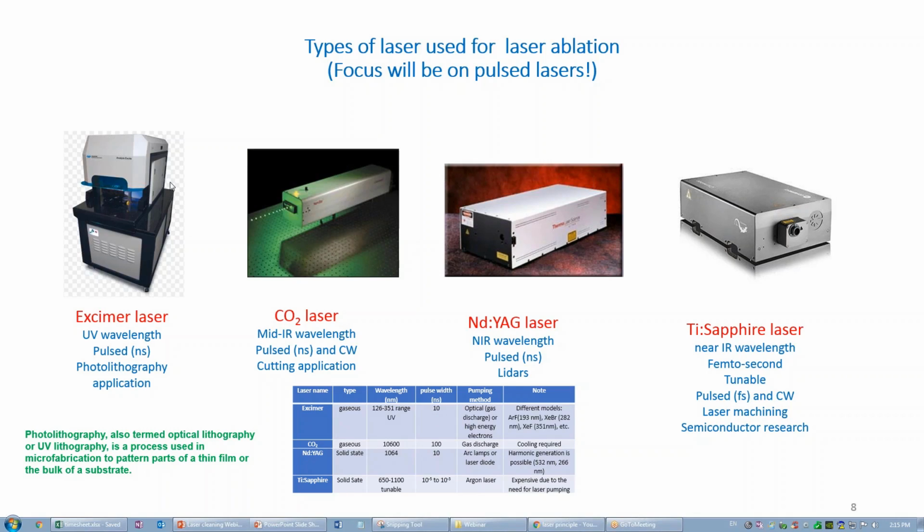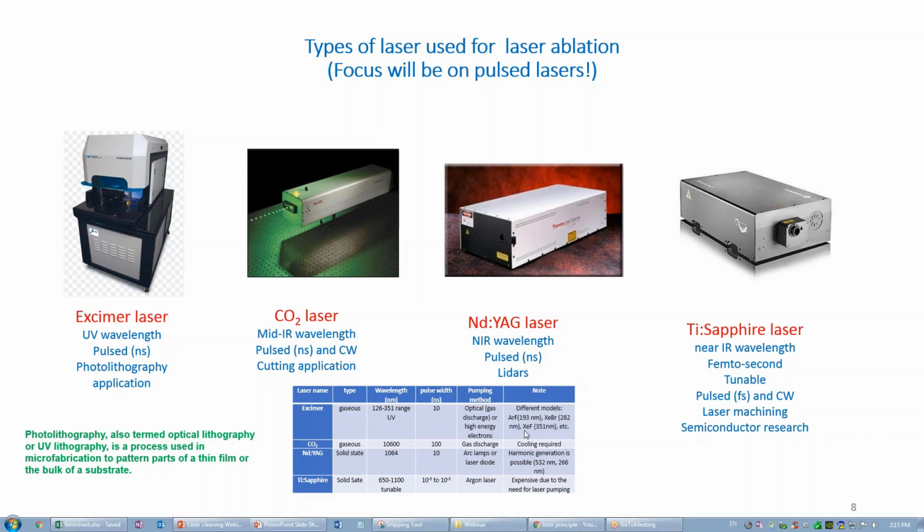So starting from the left, let's look at excimer lasers. They are pretty expensive UV lasers. Their wavelengths range anywhere from 126 to 351 nanometers, and basically you can find different types of excimer laser: argon fluoride, xenon bromide, xenon fluoride. These are the wavelengths that are given.